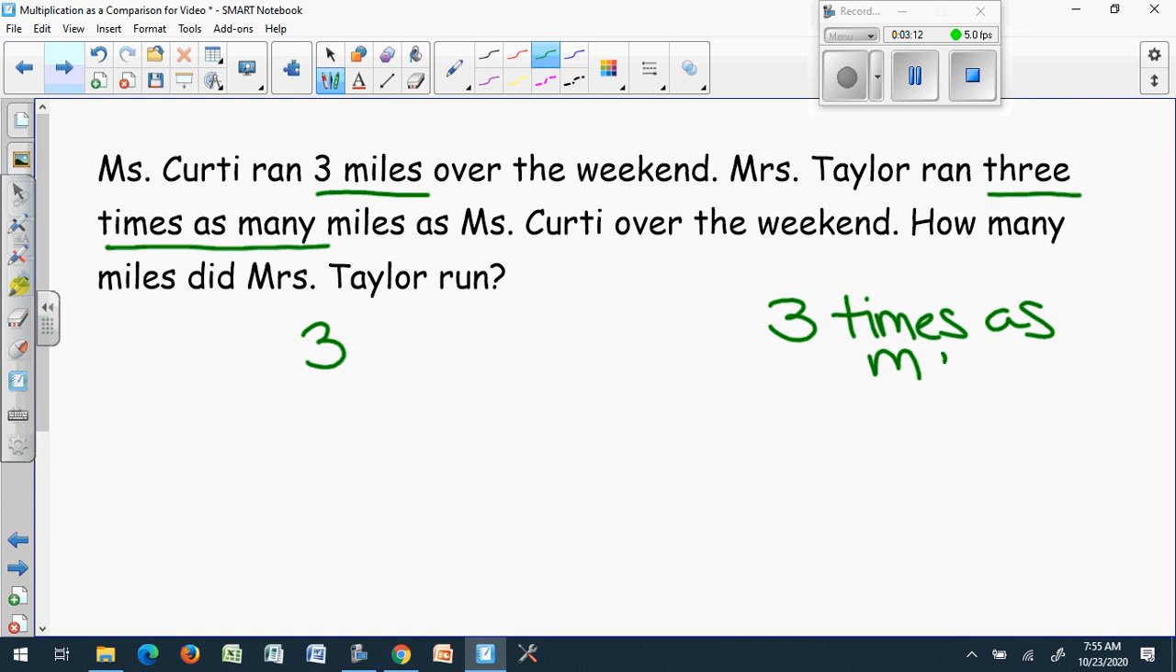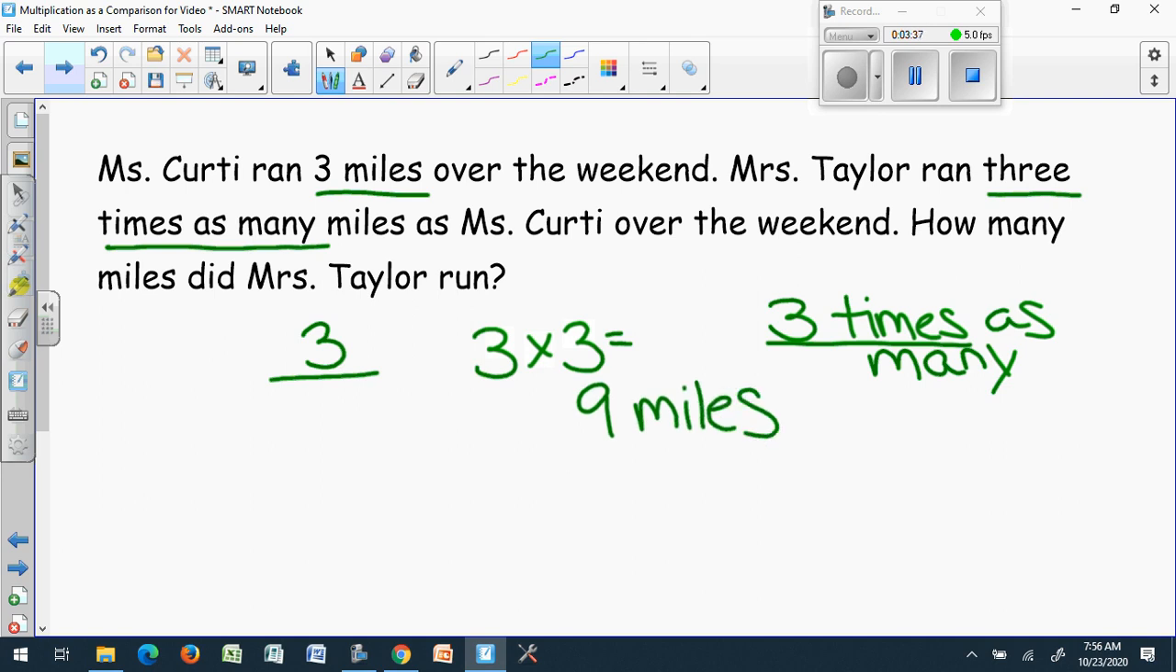I know that Mrs. Taylor ran more. And that's also something to think about when you're solving these problems. So if Miss Curdy ran 3, and Mrs. Taylor ran 3 times, I know that my equation, like the stars, will be 3 times 3. So how many miles did Mrs. Taylor run? She ran 9 miles. Go, Mrs. Taylor. Okay, let's try another one. Might be a little bit trickier.